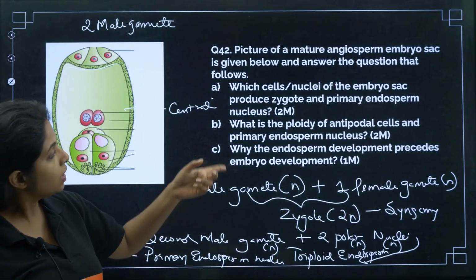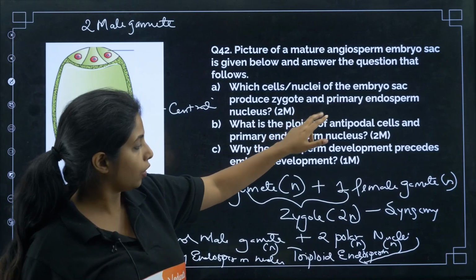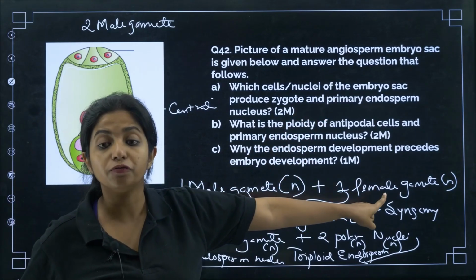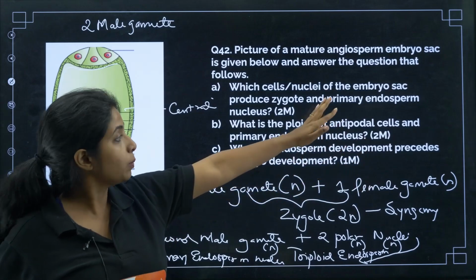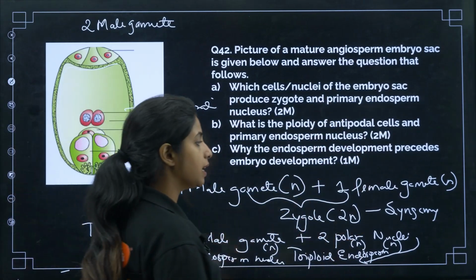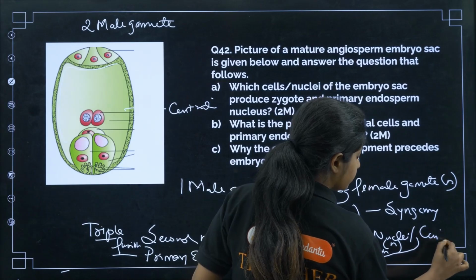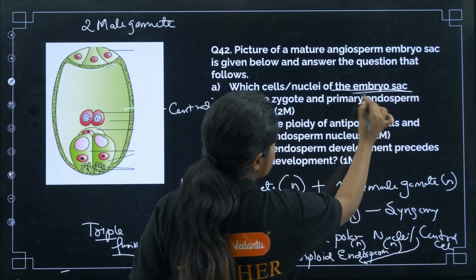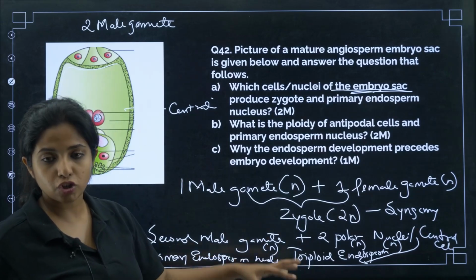Double fertilization. Now, which cells or nuclei of the embryo sac produce the zygote? It is this cell. You're asked about the embryo sac. It is the female gamete, that is the egg cell. And what about the primary endosperm nucleus? It is the 2 polar nuclei, or you can say it is the central cell. Please be sure about what is asked in the question. You're asked about the embryo sac, so please mention that.